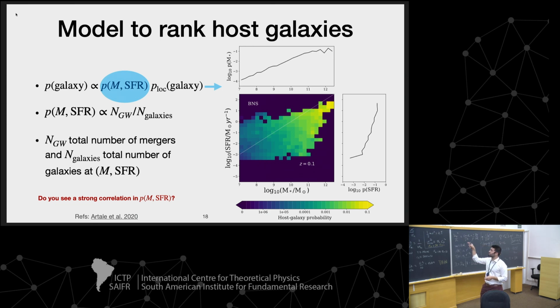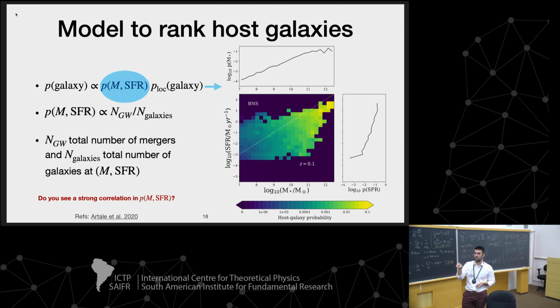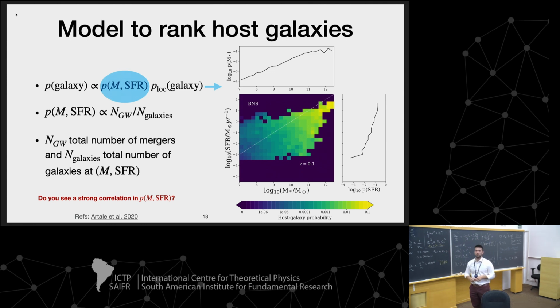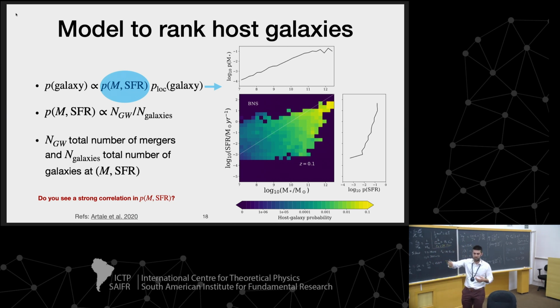And here I put in the results that we can get from this cosmological simulation. How we evaluate this is we count the number of all mergers that we have in a given bin of stellar mass and star formation rate, divided by the total number of galaxies that we can see in that same bin. Can you see a strong correlation in this plot? If you see just this plot, where do you expect to see your BNS merger?